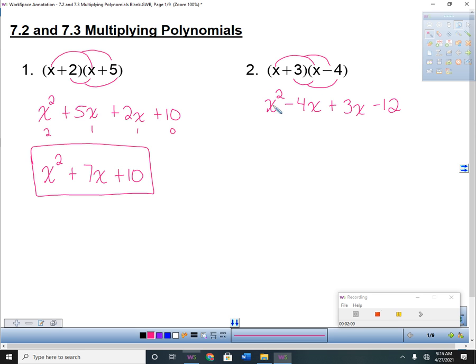And then I'll do the same thing. So I have a degree of 2, a degree of 1, a degree of 1, a degree of 0. And these two are like terms. So I'll start with my x squared. I don't have anything to combine with that. And then a negative 4x plus 3x is going to give me a negative x. And then I have the minus 12 at the back.